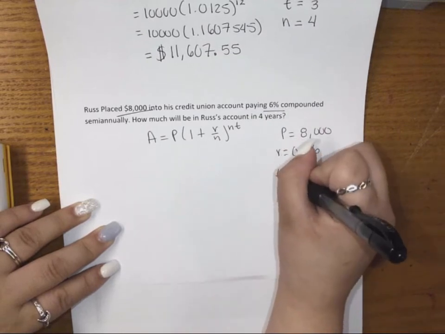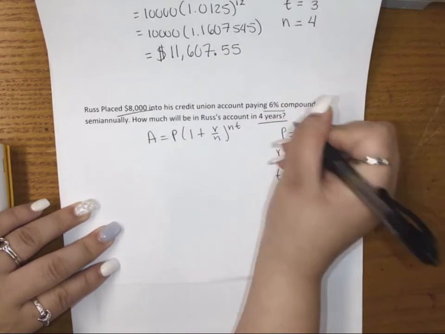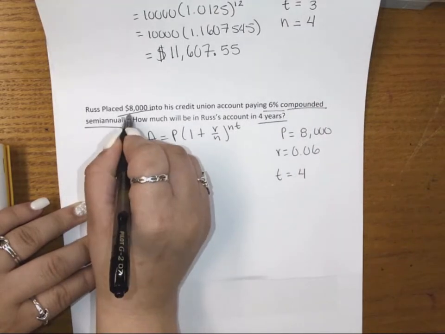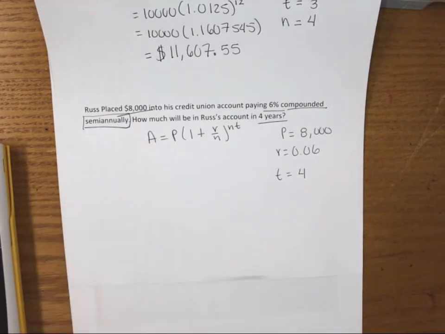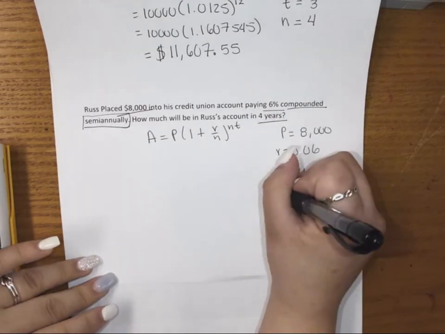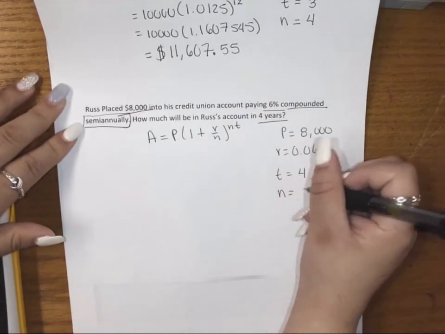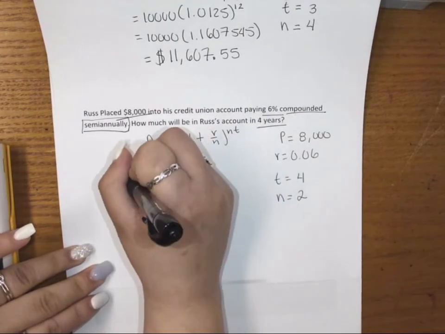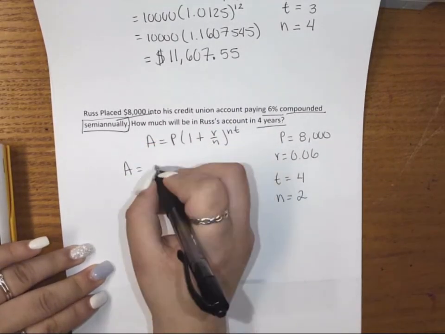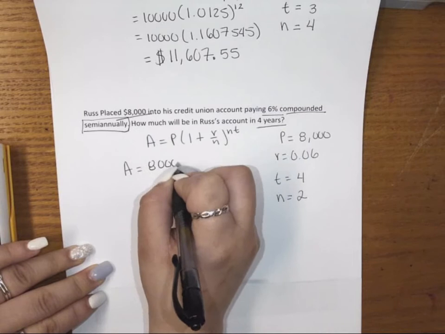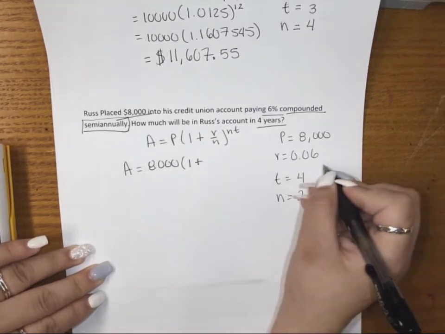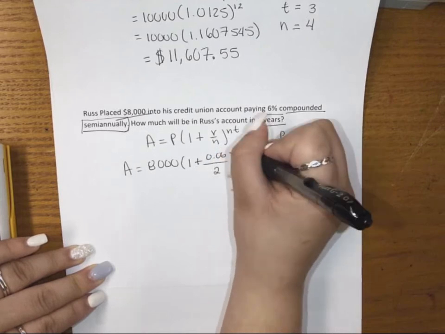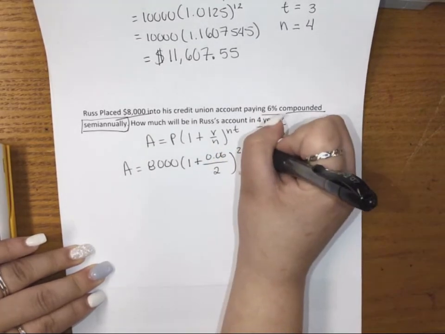We know our time, it's 4 years. And here's the part where it says compounded semi-annually. So we have to understand what the word semi-annually means to understand what N is equal to. Semi means 2, so that means we're compounding twice a year. So we go back over here and we plug in our 8,000. 1 plus R is 0.06 over 2 to the power of 2 times 4.